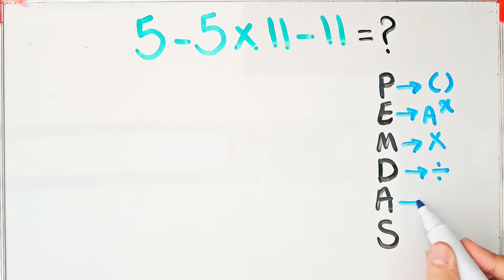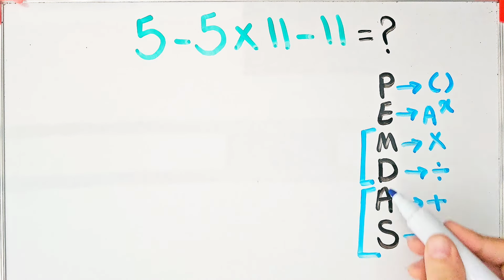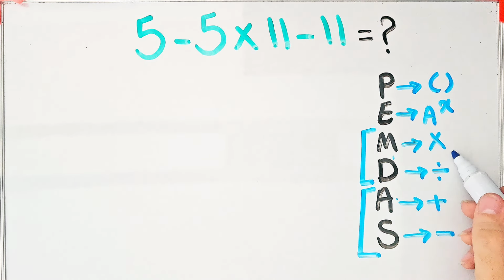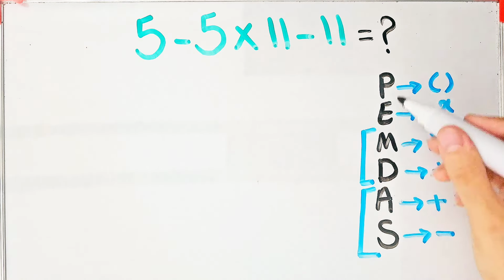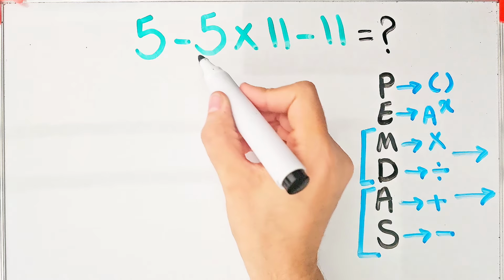The multiplication and division have the same level of priority. Also, addition and subtraction have the same priority. When we have both in an expression, we start from the left and simplify the question. According to the PEMDAS rule, in this question, first we simplify the multiplication.